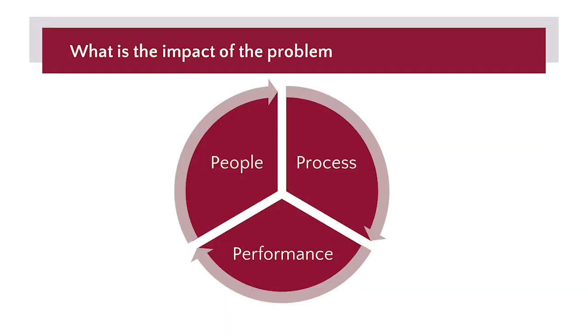To really understand a problem, you have to understand the immediate impact that the problem has. Does it impact the people, the process, or the organizational performance? Looking at the people side, is this about employee satisfaction? Is it about employee retention? Is it about the turnover that is happening in the organization? Is it about people collaboration and teamwork? So you need to understand what kind of impact it has on the people side.